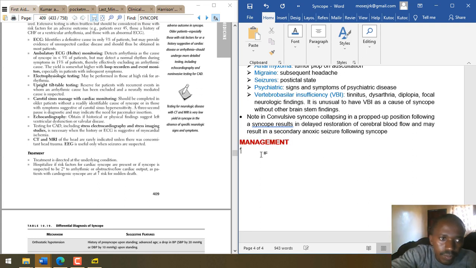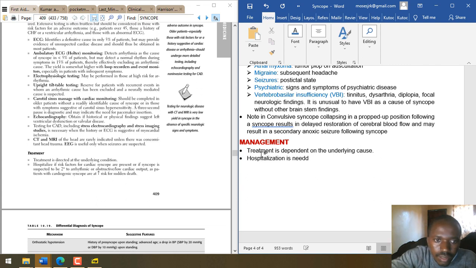So treatment is dependent on the underlying cause. Okay, so hospitalization is needed. And then we can just see admission here. So admission, if there are risk factors for cardiac syncope present.